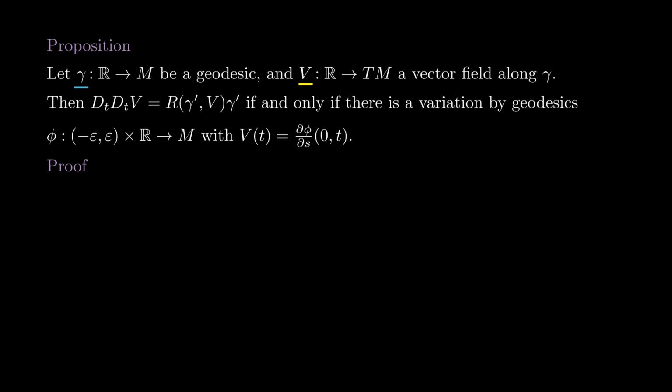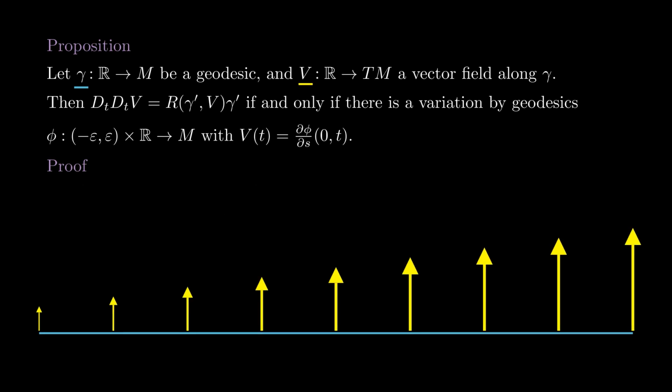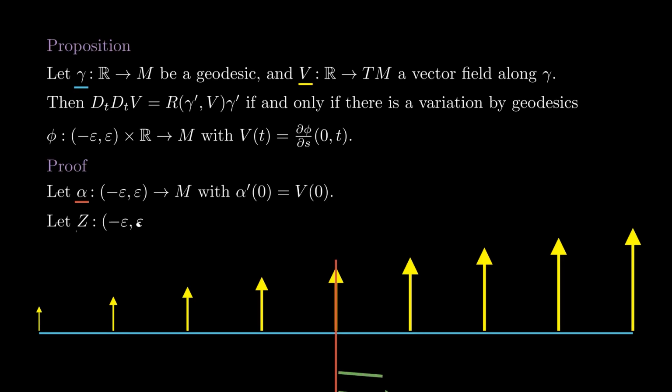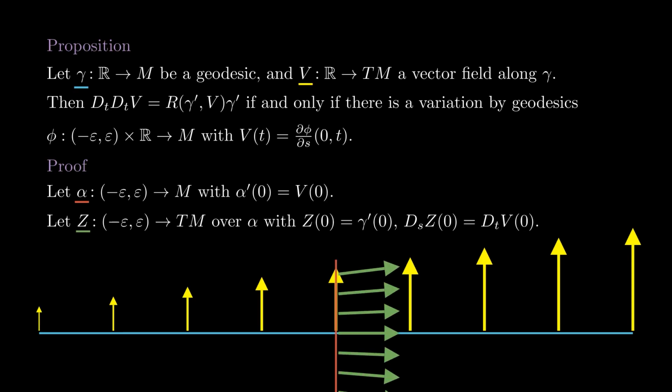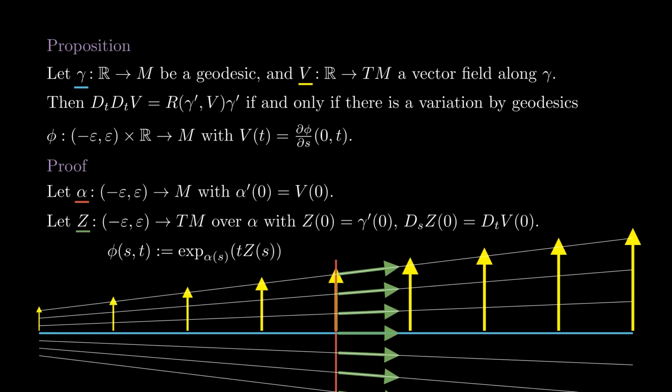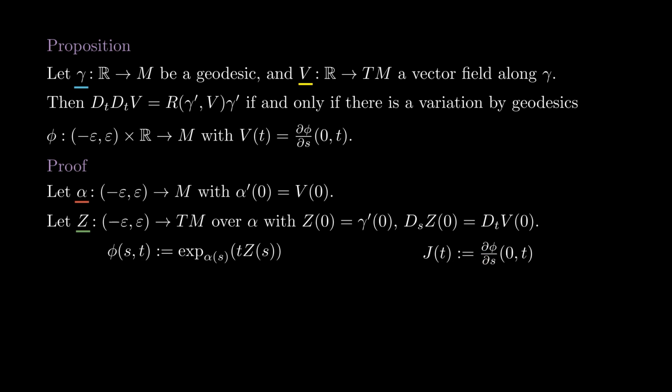Now assume that the vector field V satisfies the Jacobi equation. We will construct a variation by geodesics phi with V as its associated vector field. Let alpha be a curve with initial velocity V of 0. Also construct a vector field Z along alpha with Z of 0 equal to gamma prime at 0 and D_s Z at 0 equal to D_t V at 0. With this, we can construct the variation phi given by exp at alpha of s of t times Z of s. Denote partial phi partial s by J.